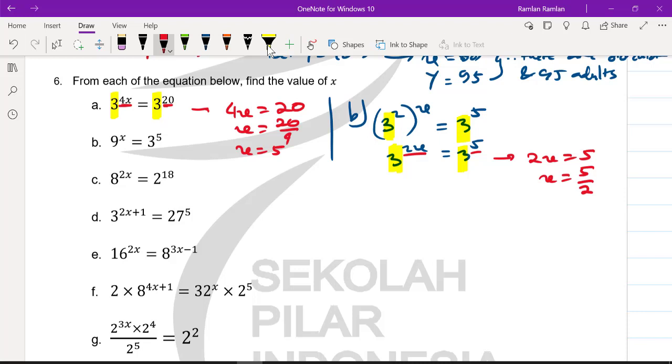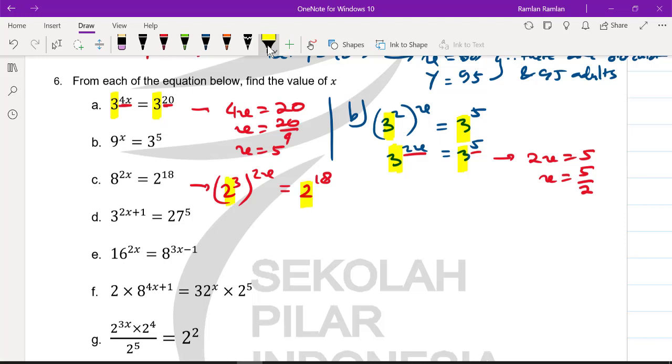The same thing for numbers C, D, and E. All of them are the same. I'm going to do C here. This is 8, this is 2. They're not the same, so we make them the same. I'm going to change this 8 into 2 to the power of 3, because 2 times 2 times 2 is equal to 8. And that 2x is still there. On the right side, this one doesn't change.